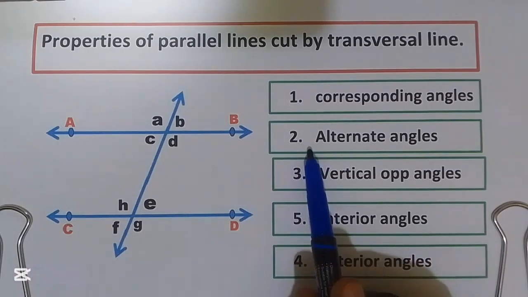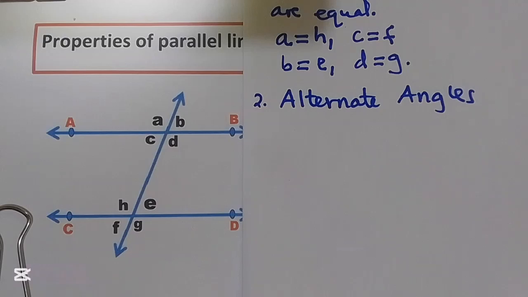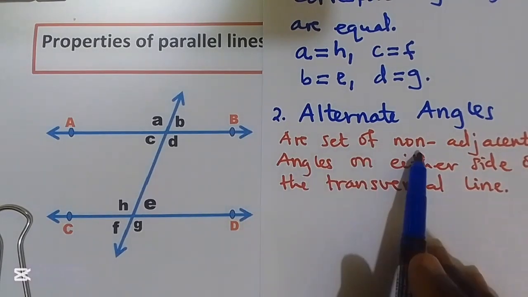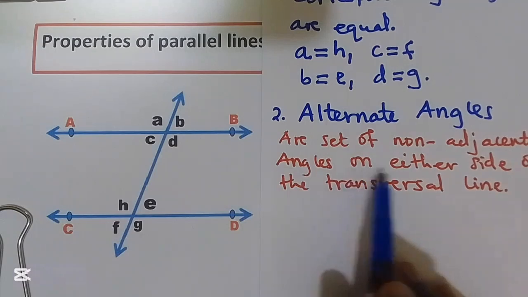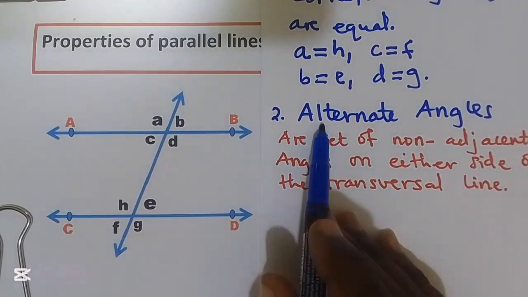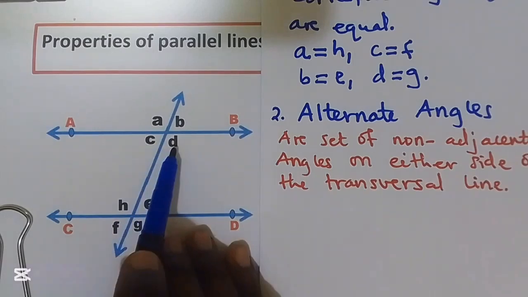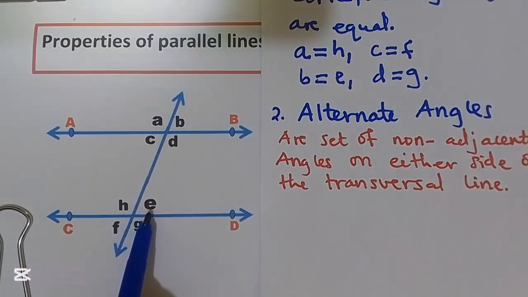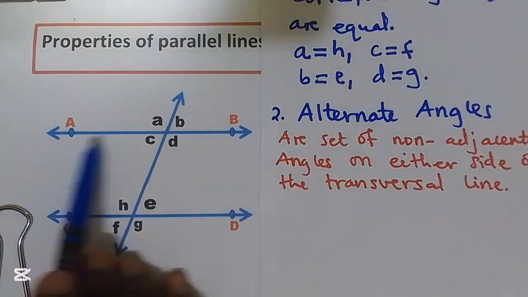Let's go and see the second type of angle, that is alternate angles. Alternate angles are a set of non-adjacent angles on either side of the transversal line. Alternate angles are not adjacent to each other. They are formed on either side of the line. Example, C and E, they are alternate angles. They form a Z pattern.